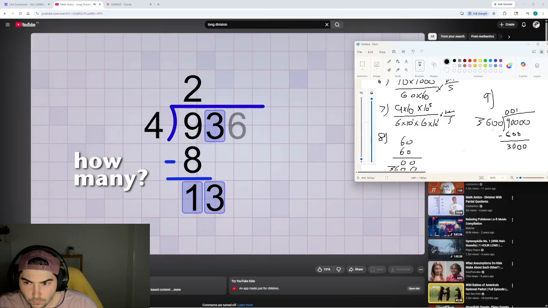So we ask, how many 4s will it take to make 13? Well, 3 4s would be 12, and that's really close without being too big. So let's put 3 in our answer line. Yep, it goes right over the digit we're dividing.